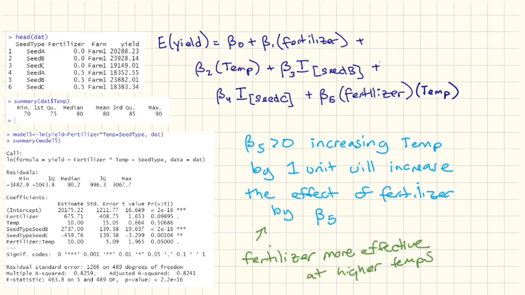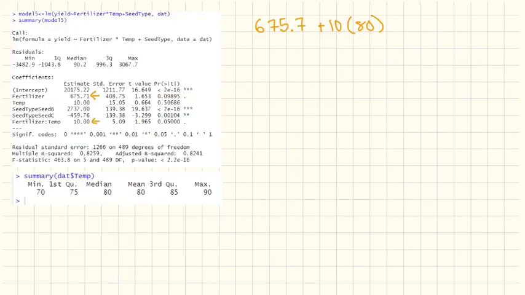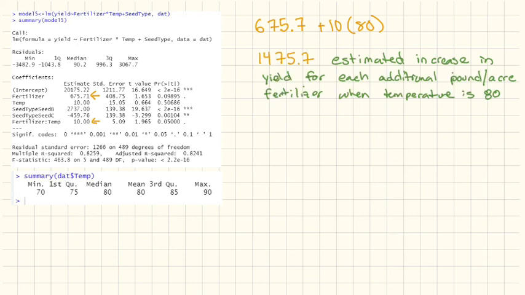So let's look at how that goes. I'm going to take my effective fertilizer, which is 675, and I'm going to add to it the effective temperature times the temperature itself. And that's for the median. Yeah, that's the median of the temperatures. So you pick some values maybe of temperature that are sensible to plug in. So this would be the effect of fertilizer when the temperature is 80.